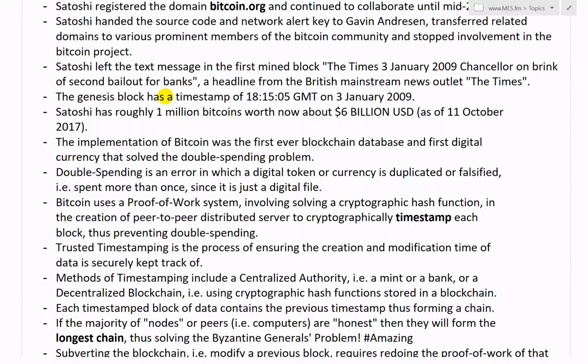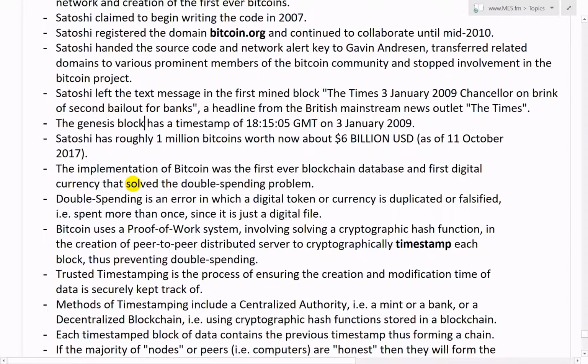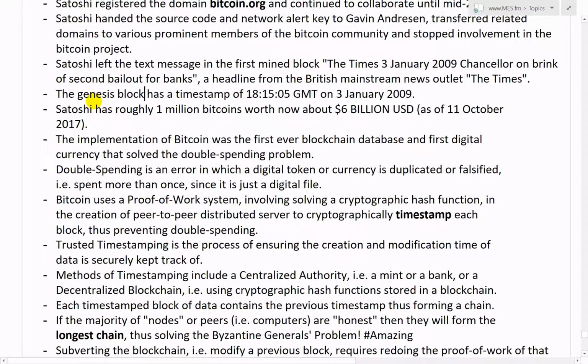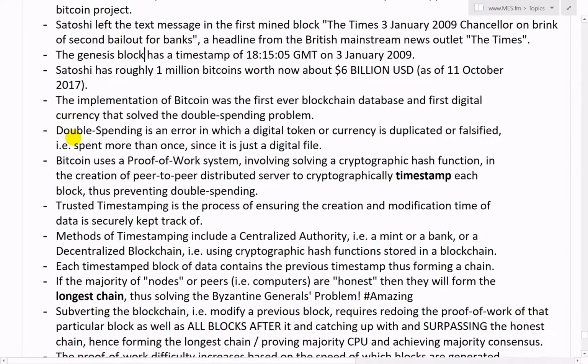I'm putting these numbers in because I do look at symbolism and numbers to see if we can find any patterns. Satoshi has roughly 1 million bitcoins, worth now about 6 billion USD as of October 11th, 2017. I believe it's like 6,000 per one Bitcoin. It's ridiculous.